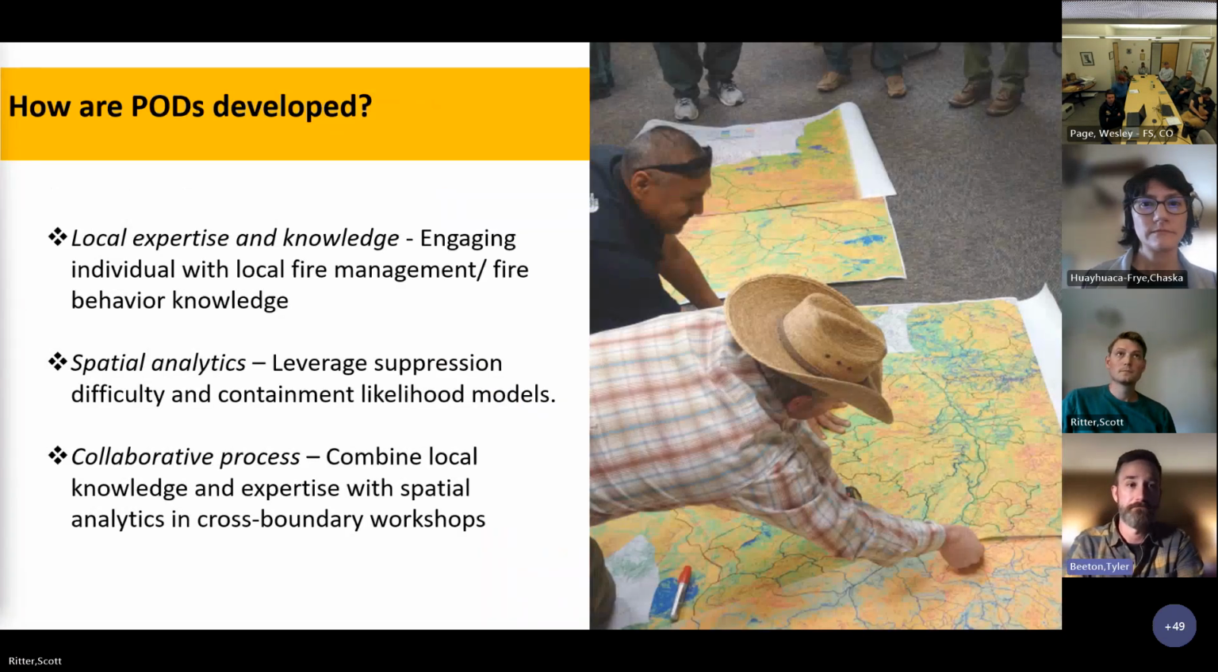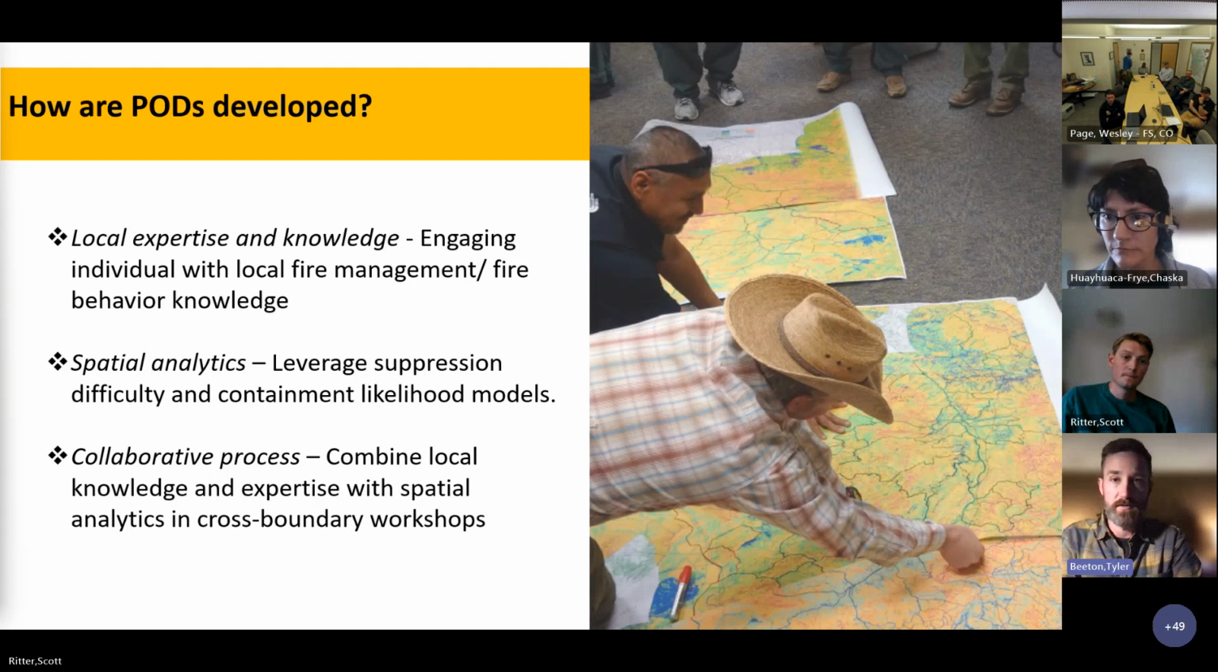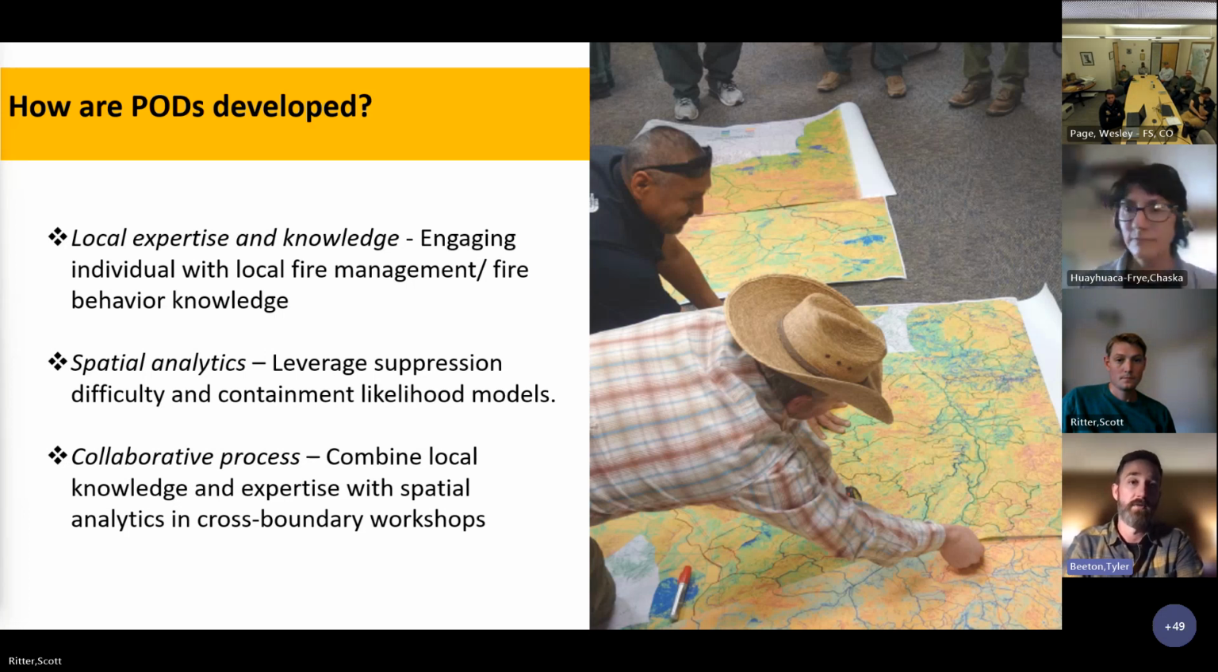You can go to the next, Scott. So how are pods developed? There are a few different components that go into developing pods. First and foremost is local expertise and knowledge. I alluded to this before, but the key variable here is bringing together the collective knowledge of folks who have intimate experience and knowledge about how fire behaves on a landscape, and getting it into a system that can be shared with others.